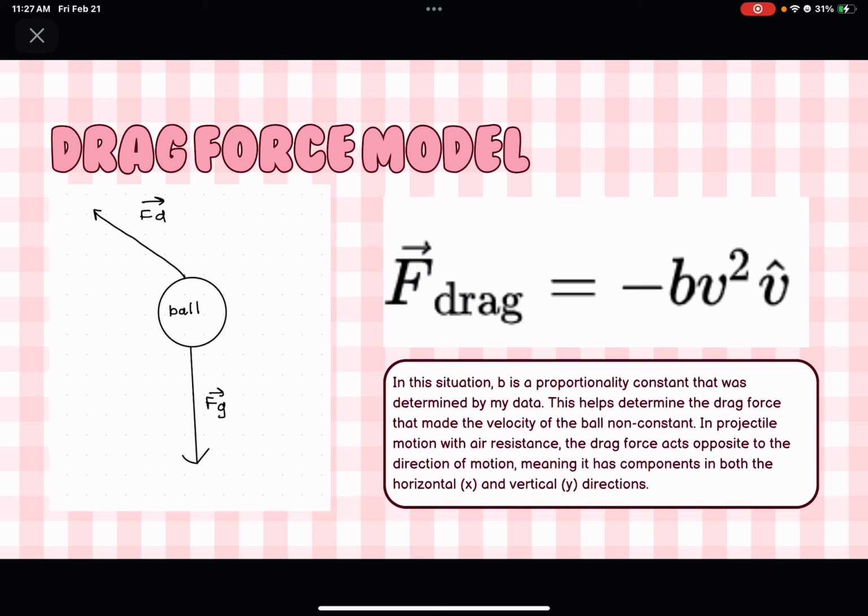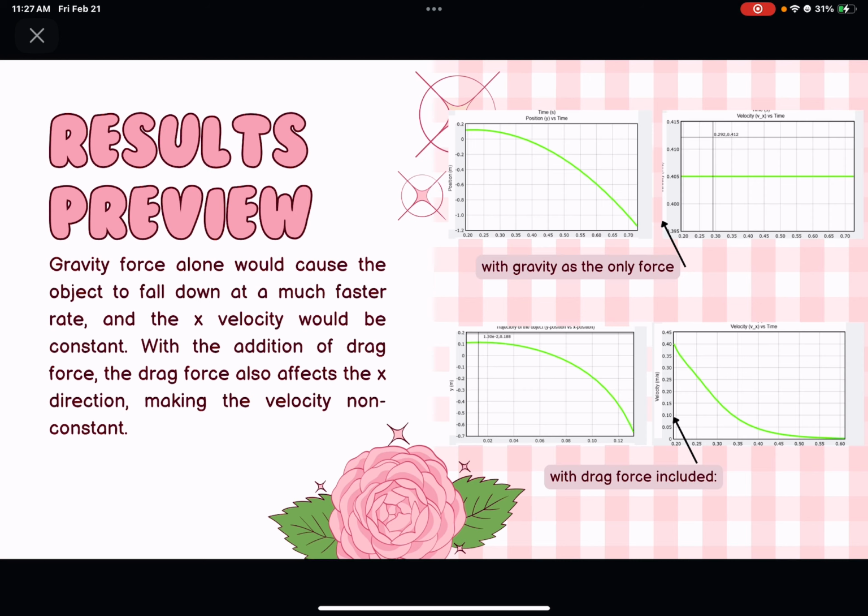Here's the drag force model, which is really fundamental to this lab. The drag force is always acting in the opposite direction of motion, meaning that it has a component in the x and the y direction. You can see that drag force is derived by the equation negative b times the speed times v hat, and b is a proportionality constant that's determined by my data.